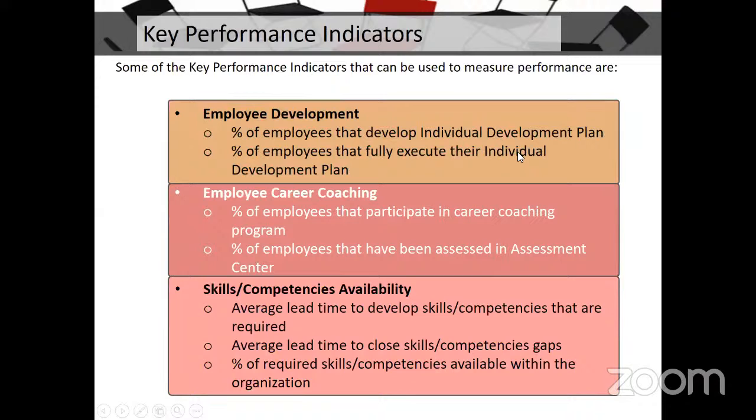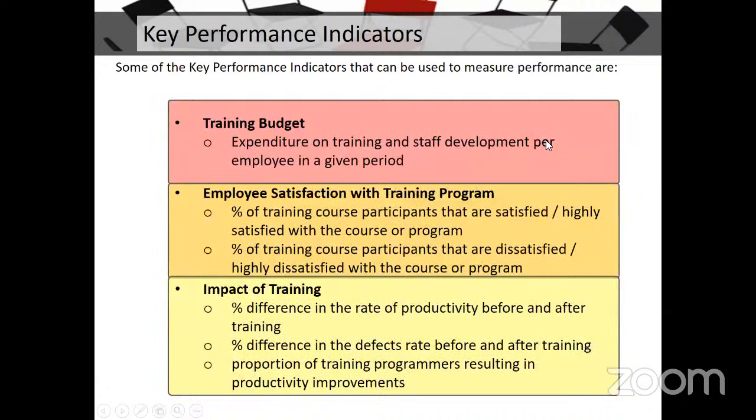There are many more. Employee career coaching. Do you have a coaching program in place? And if you have, what are the numbers of the employees that have been assessed? Do you have an assessment center? The skills, competence, availability. So all these are just some key performance indicators that we can use to measure performance for people whom you're supervising. Training, very important. Once you have your training budget approved and you take people for training, then how are you going to show that it actually worked?